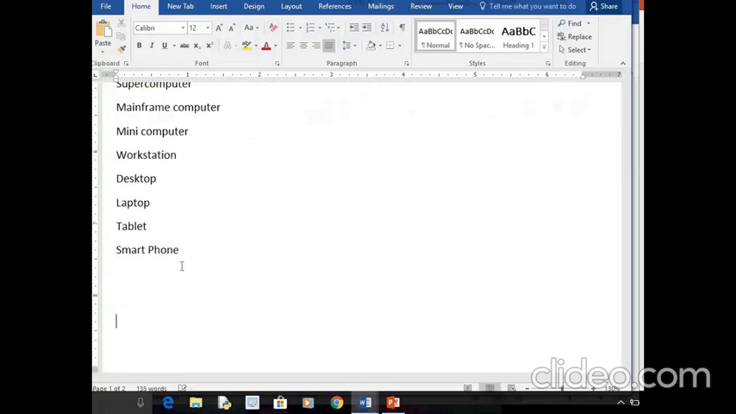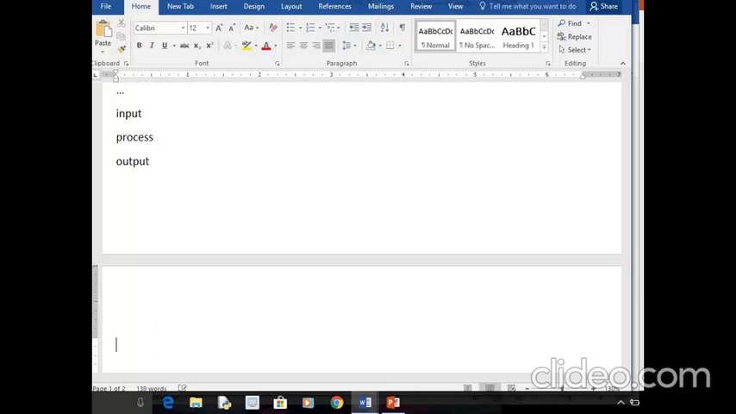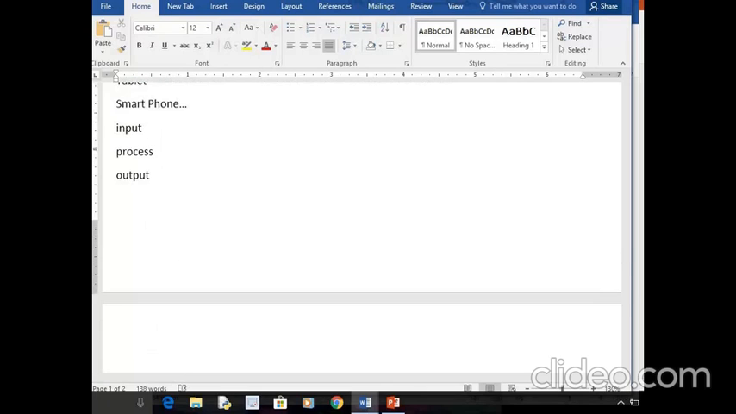All these will perform 4 functions. All these will take input from us. All these will process. All these will give us the output. If necessary, input and output can be stored in the computer's memory. Yes or no? All these have the capability to perform 4 functions.